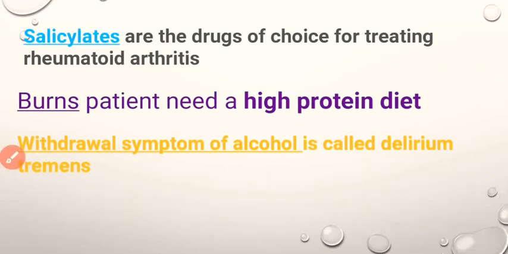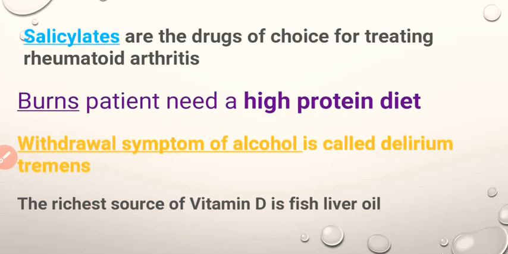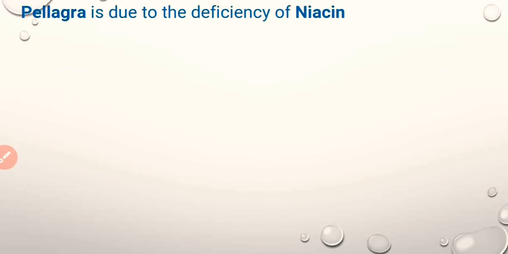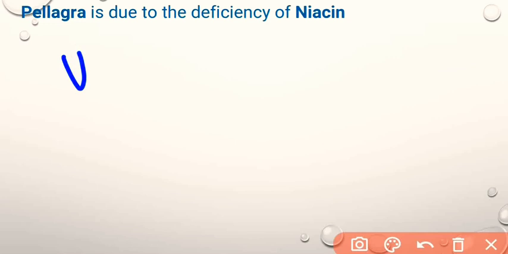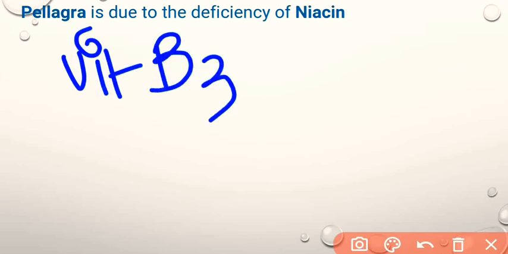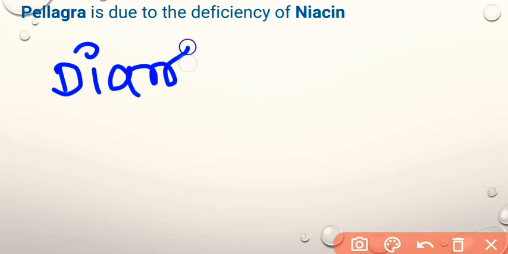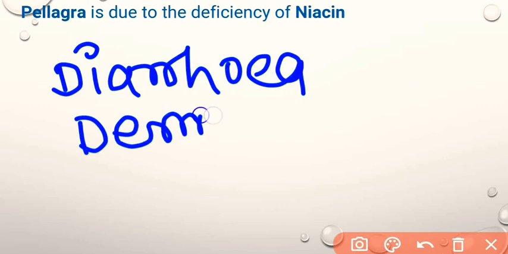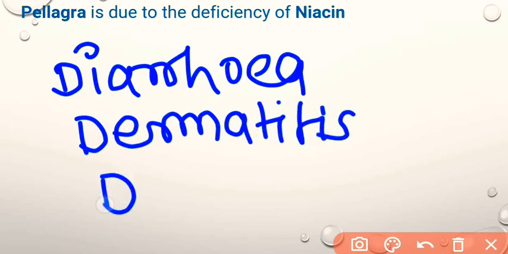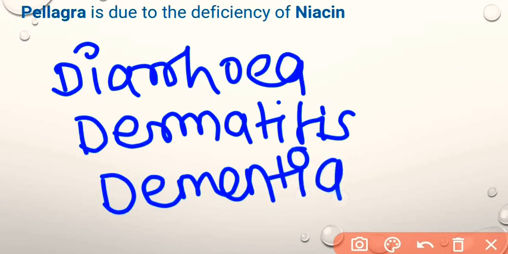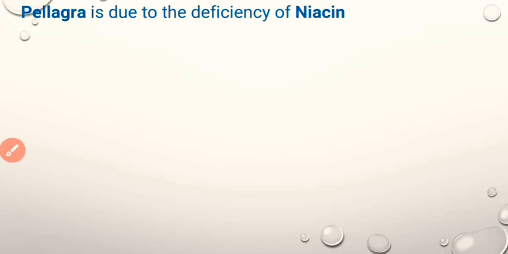Next, the richest source of vitamin D is fish liver oil, and the natural source of vitamin D is sunlight. Next, pellagra is due to deficiency of niacin, and niacin is vitamin B3. The symptoms of pellagra are diarrhea, dermatitis, dementia, or even in severe cases it leads to death. So these are the 4 Ds of pellagra, which is caused due to deficiency of niacin, or we can say vitamin B3 deficiency.